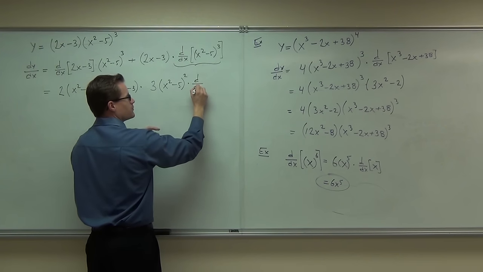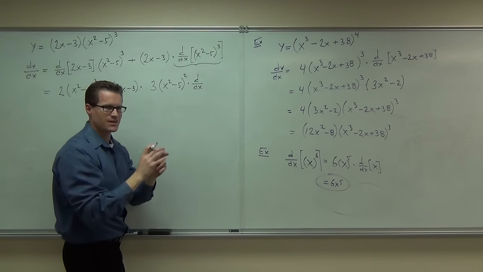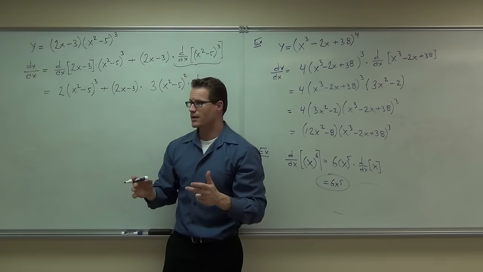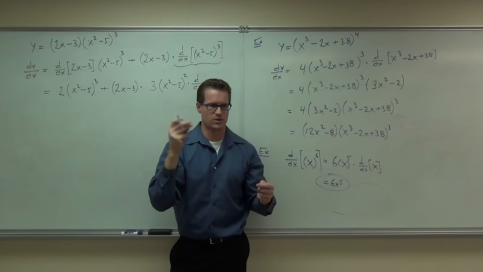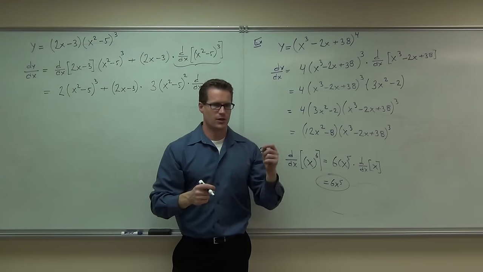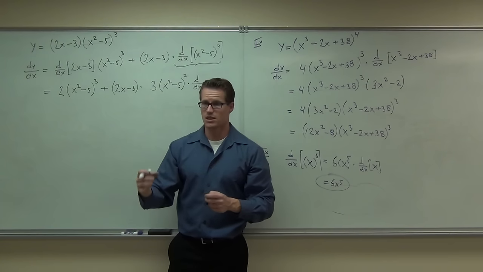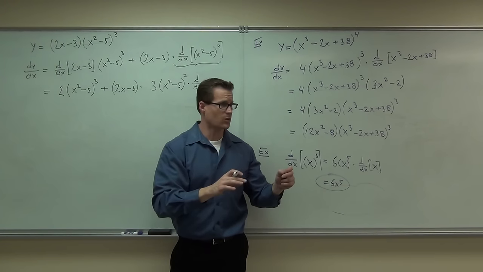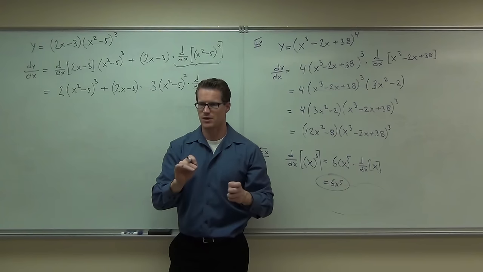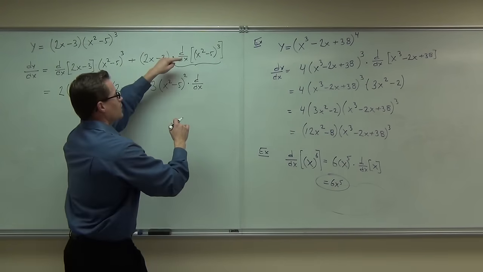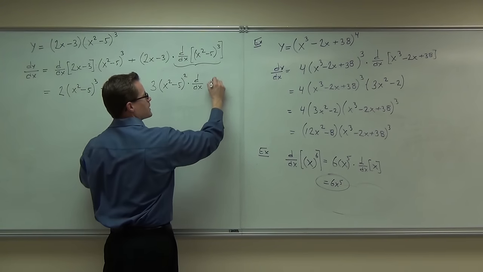Times the derivative, and I want you to write it out. I want to see this. I don't want you doing the math in your head right now. We're just barely learning it. I know that eventually some of you are going to be able to just do these in your head. In this class, for right now, wait till you get to 4B to do that. For right now, I want to see your work. That way, if you make a mistake, I'm not saying you will, but if you do, I want to see where that's happening. Do you get me? Show me those steps. Okay, times the derivative of x squared minus 5.